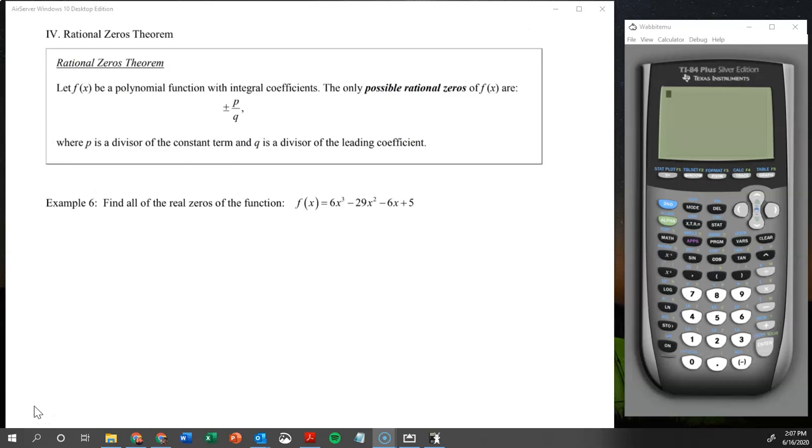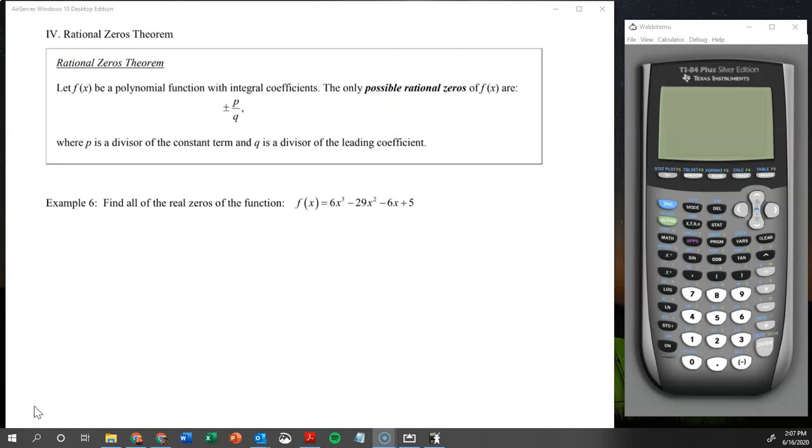Okay, the last thing we want to talk about is the rational zeros theorem, so that we can understand how to begin looking for the real zeros of a polynomial. So here's the rational zeros theorem. It says let f of x be a polynomial function with coefficients that are integers, meaning no fractions or anything like that, just either positive or negative whole numbers.